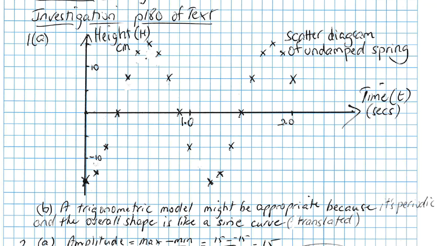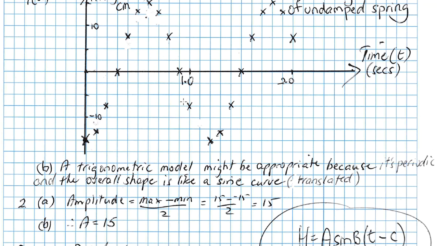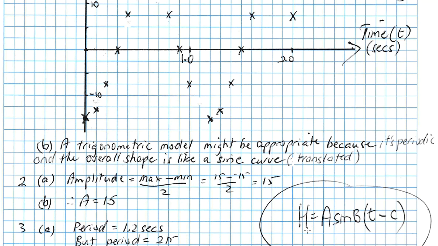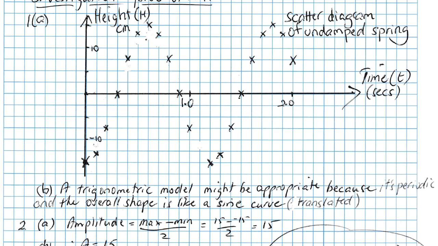Next, you're asked to find the amplitude. Well, the amplitude is the maximum displacement from the rest position, so you can see from the graph that it is 15 above, 15 below, so the amplitude is 15. Or the other way to work it out is to take the max, take away the minimum, divided by 2: 15, take away negative 15, which is 30, divided by 2 is 15. We can see the amplitude is 15. And that means if we're going to represent it with an equation like this, A is 15.